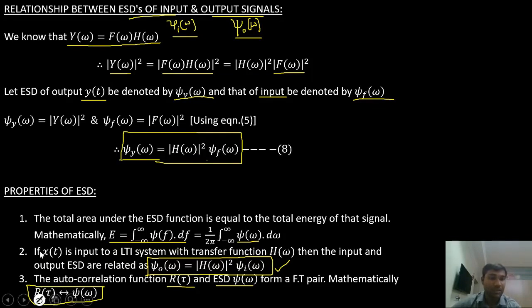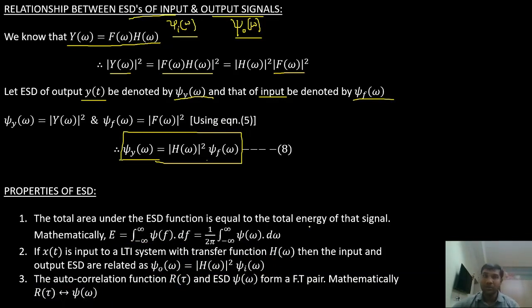So these are the three properties of energy spectral density. The first property is that the total area under the energy spectral density curve is equal to the total energy of the signal. Then the input and the output ESDs are related by psi o of omega equals |H(omega)|^2 into psi i of omega. And the autocorrelation function R of tau has a Fourier transform of psi of omega.